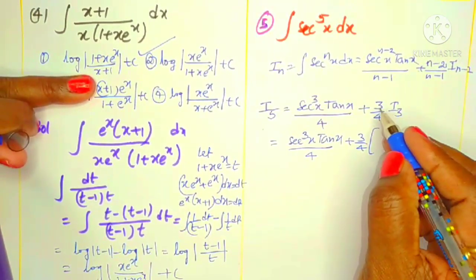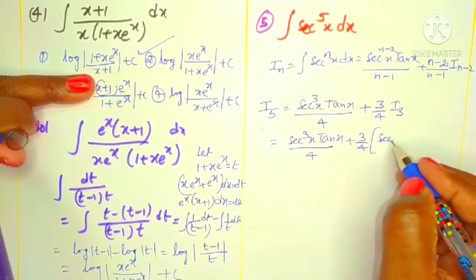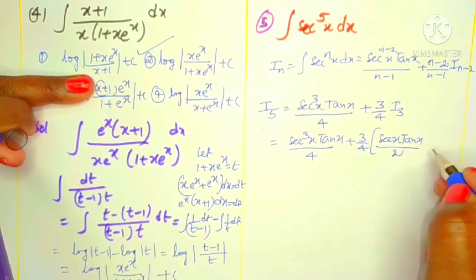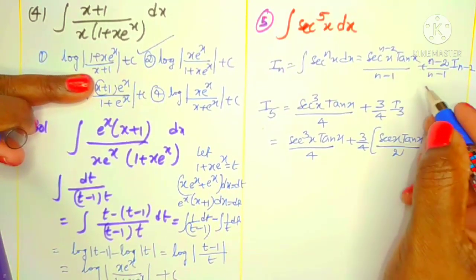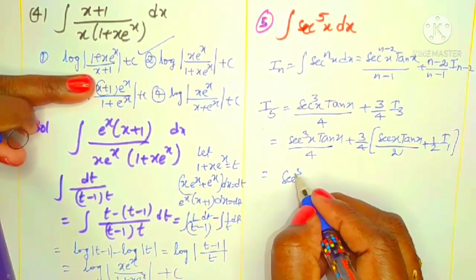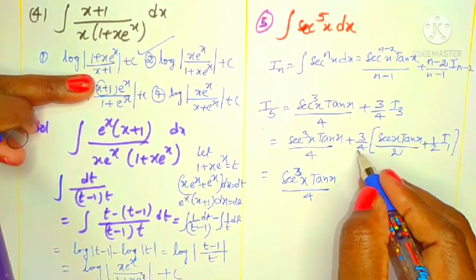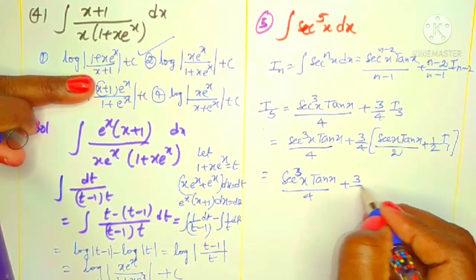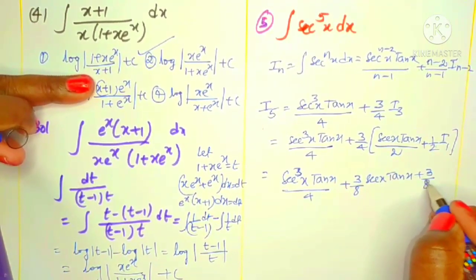In place of n we take 3. This becomes sec^(3-2) x, which is sec x, tan x by (3-1), which is 2, plus 1 by 2 of I1, since 3 minus 2 is 1. Next step: sec^3 x tan x by 4. Now open 3 by 4 times 1 by 2, which is 3 by 8 of sec x tan x, plus 3 by 8 of I1.